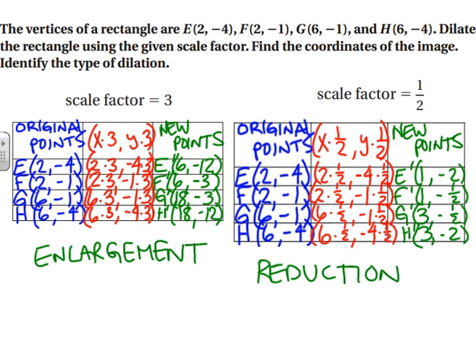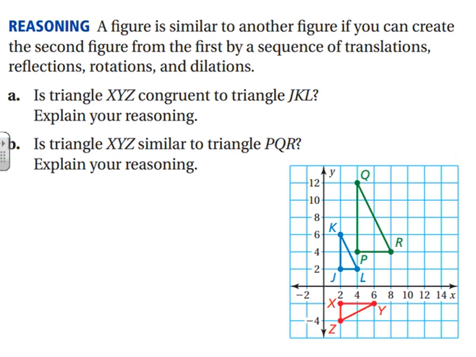All right, next we have a little bit of logic that we're going to do. So a figure is similar to another figure if you can create the second figure from the first by a sequence of translations, reflections, rotations, and dilations. Hopefully you saw before that a figure is congruent to another figure if you use only translations, reflections, and rotations. So once we include dilations, now we're going to use the word similar because it might not be the same size anymore. So part A is triangle XYZ congruent to triangle JKL, and how can you tell?